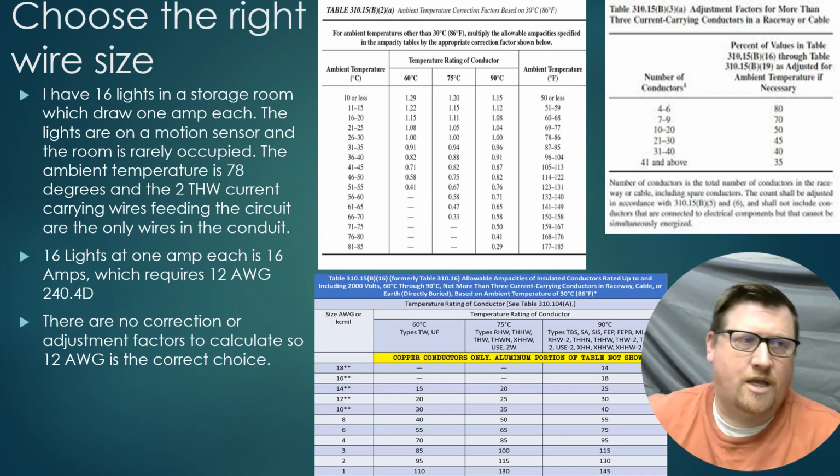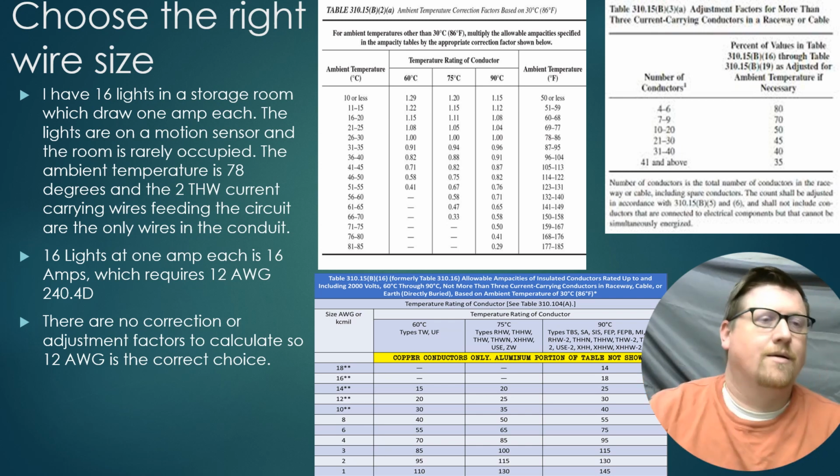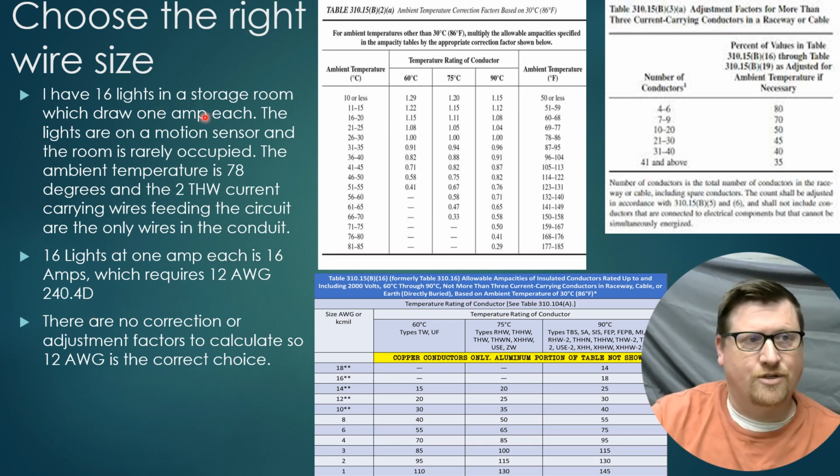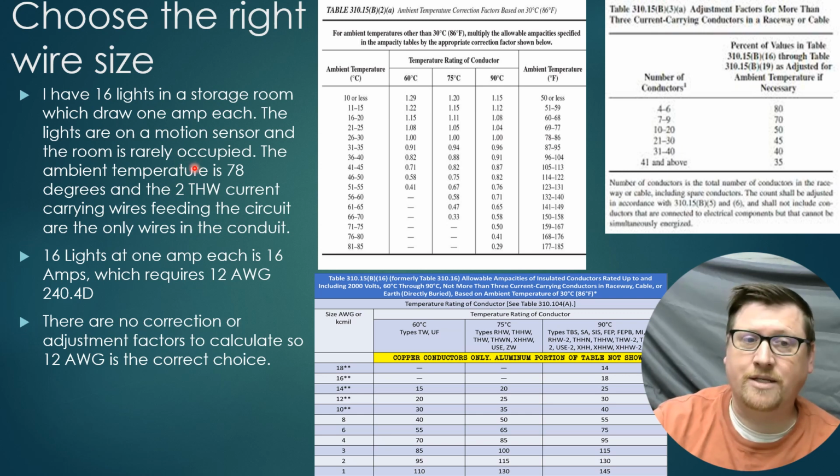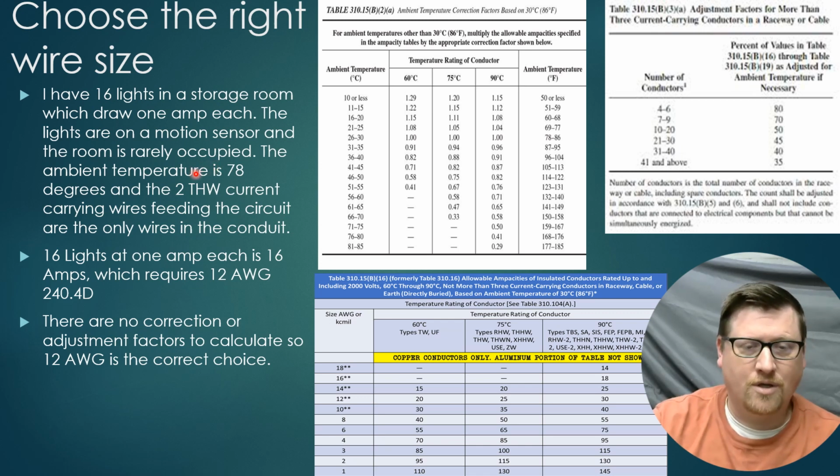All right, let's work some examples. Let's say I've got 16 lights in a storage room and each one draws 1 amp. The lights are on a motion sensor and the room is rarely occupied. What that tells me is I'm not going to have to consider this a continuous load, because those lights are not on unless someone's in the room. It's rarely occupied, so we're going to assume that it's not running for 3 hours at a time every day.